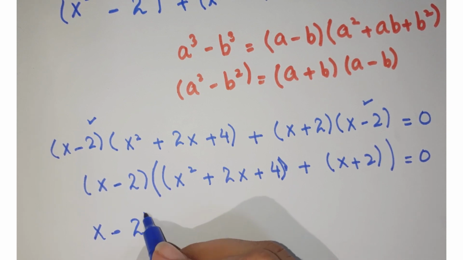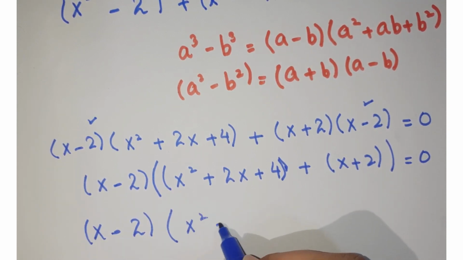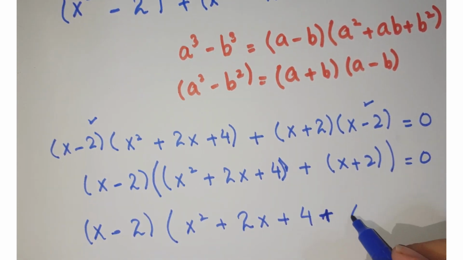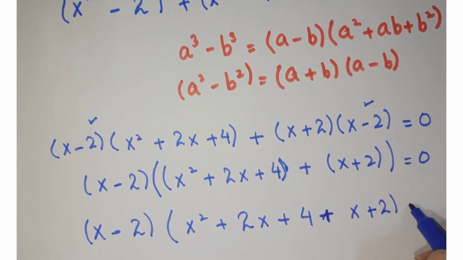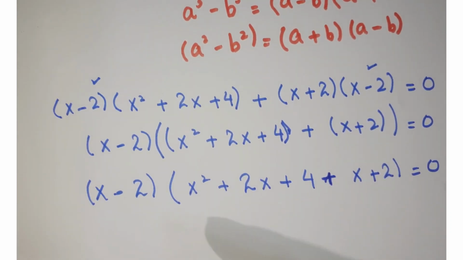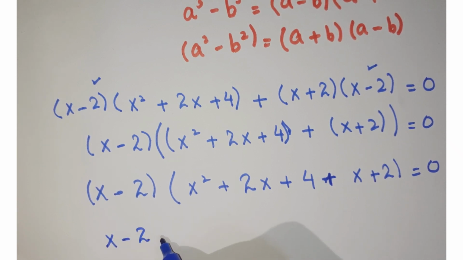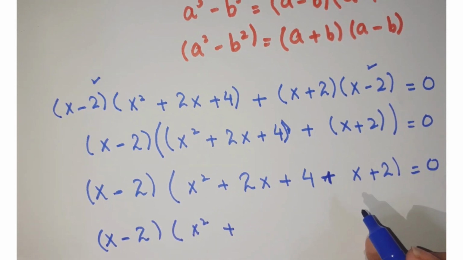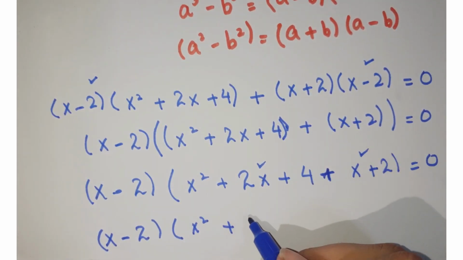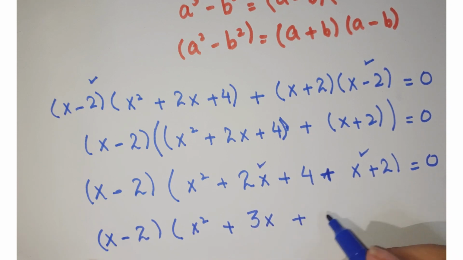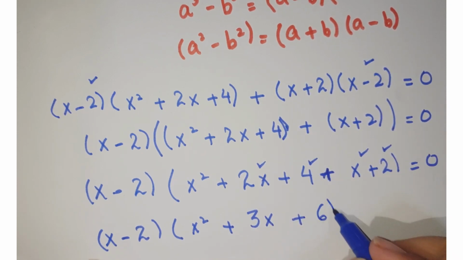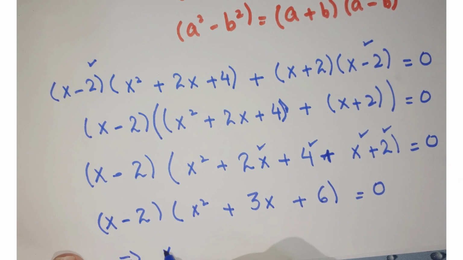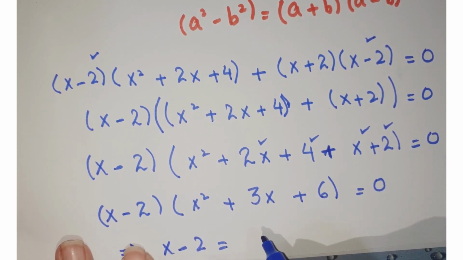Now you can further simplify it as x minus 2. Just open the brackets inside the bracket: 4 plus x plus 2 is equal to 0. Further, you can write this x minus 2 bracket x square plus. Now I add up these two linear terms, 3x, and then add the constants, that is 4 and 2, that makes 6 is equal to 0. Now this implies that x minus 2 is equal to 0.